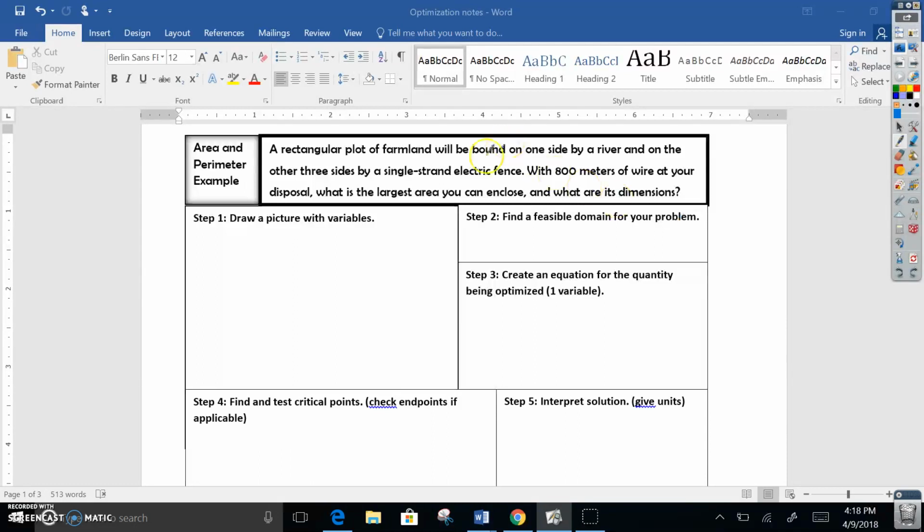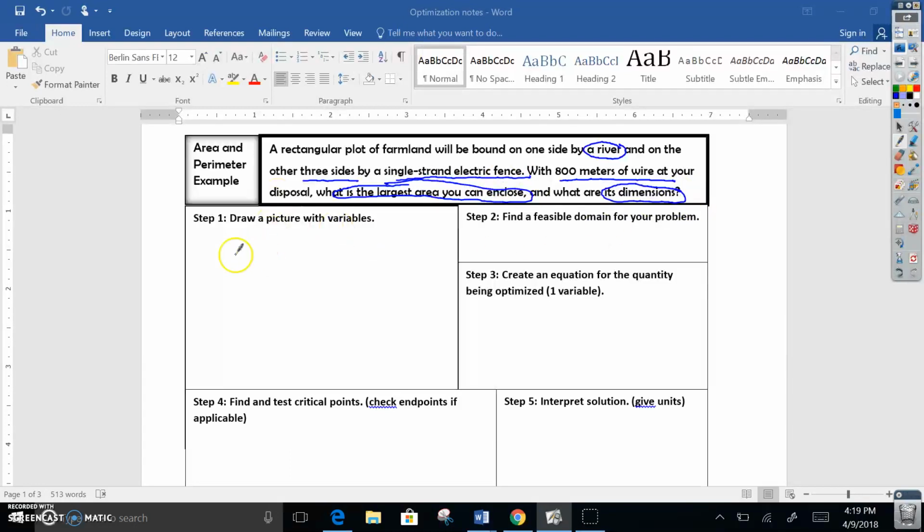A rectangular plot of farmland will be bound on one side by a river. That's important because on the side that you have a river, you're not going to be needing any fencing. And on the other three sides, you're going to have a single strand of electric fence. You have 800 meters of wire at your disposal. The question is, what is the largest area you can enclose? And you also have to give the dimensions that will give that area.